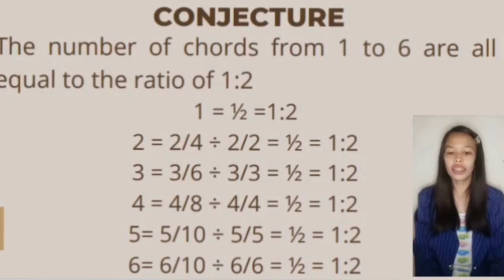Then 4 is equal to 4 over 8, divided by 4 over 4, is equal to 1 half, is equal to 1 is to 2. Then 5 is equal to 5 over 10, divided by 5 over 5, is equal to 1 half, is equal to 1 is to 2. 6 is equal to 6 over 12, divided by 6 over 6, is equal to 1 half, is equal to 1 is to 2.